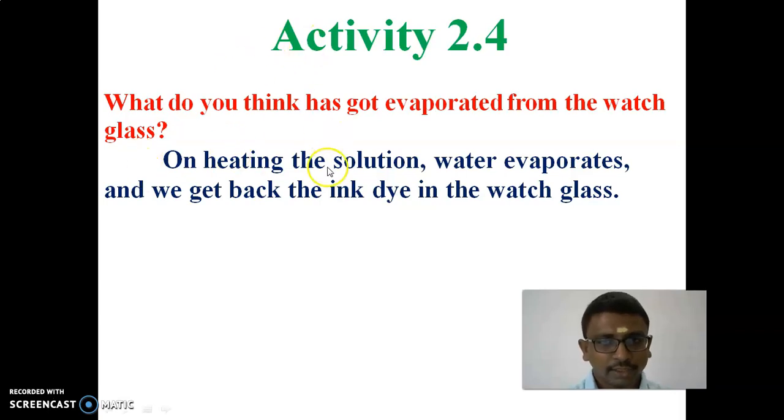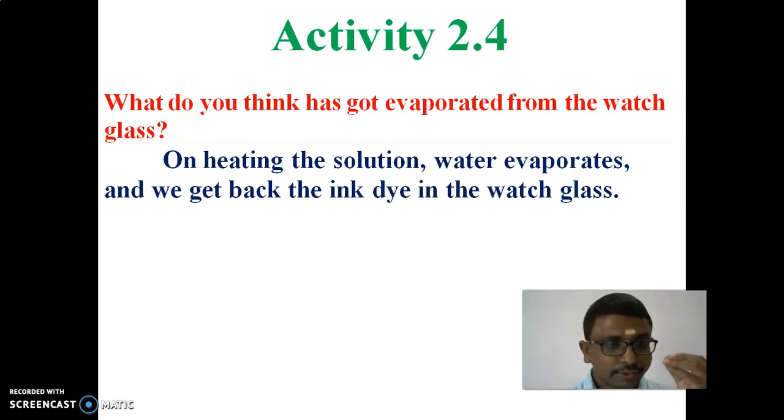On heating the solution, at the bottom, on the watch glass, the ink dye is there, no? So on heating the solution, the water evaporates, and we get back the ink dye on the watch glass. So we can get the dye in the watch glass.